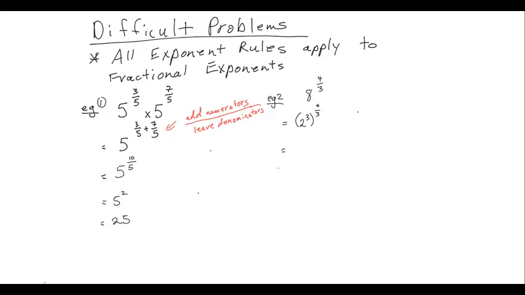So basically, 3 times 4 over 3 is the same as saying 3 over 1 times 4 over 3. And that gives us 12 over 3. So now we end up with 2 to the 4 as our answer, because 12 divided by 3 gives 4, and we end up with 16.